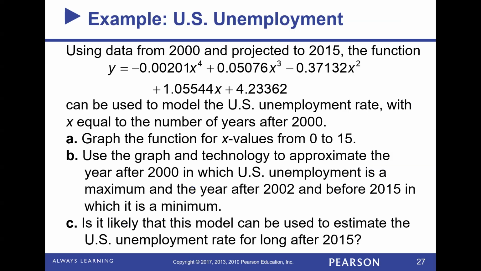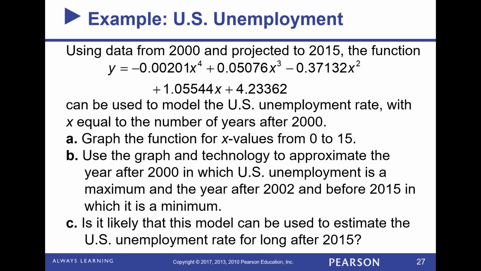So you've got this data from this model, which starts at 2000 and is projected to 2015, and the function is as follows: y equals negative 0.00201 x to the fourth plus 0.05076 x to the third minus 0.37132 x squared plus 1.05544 x plus 4.23362. Now, this can be used to model the U.S. unemployment rates, with x equaling the number of years after 2000.